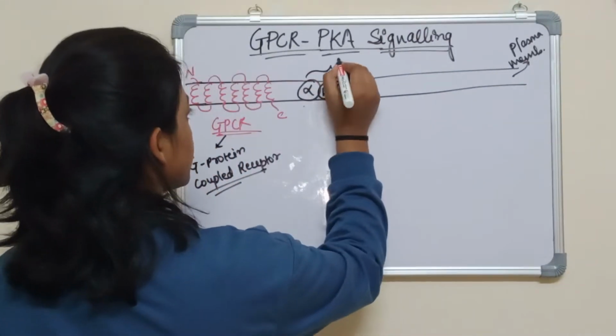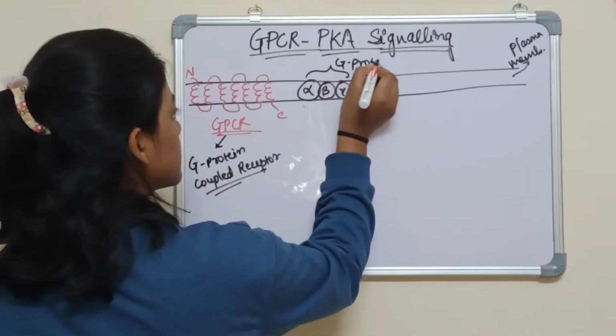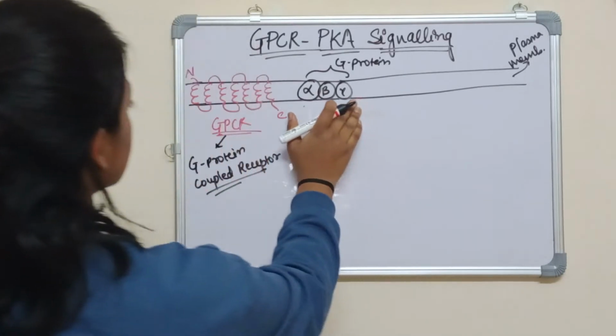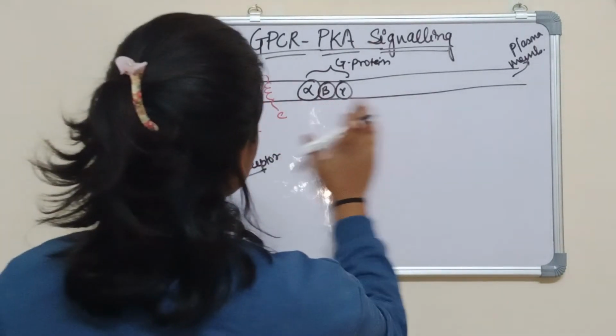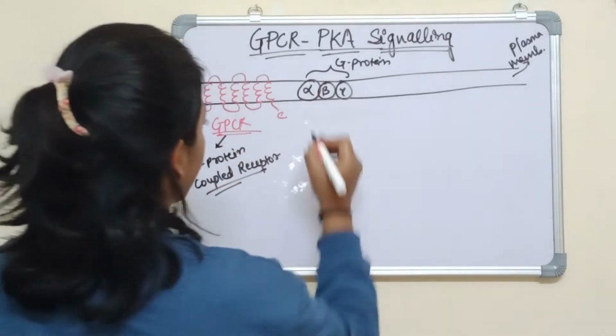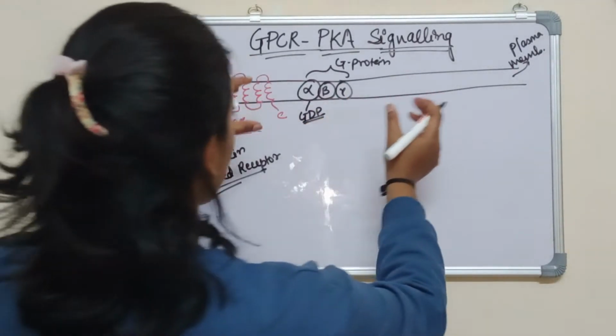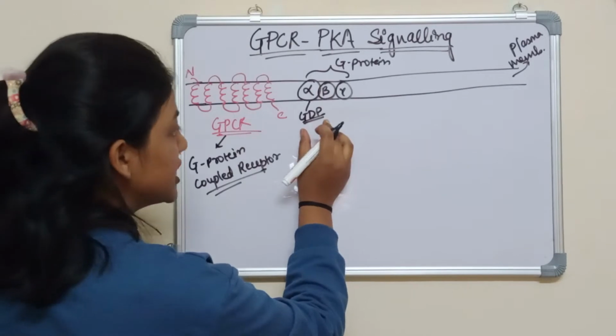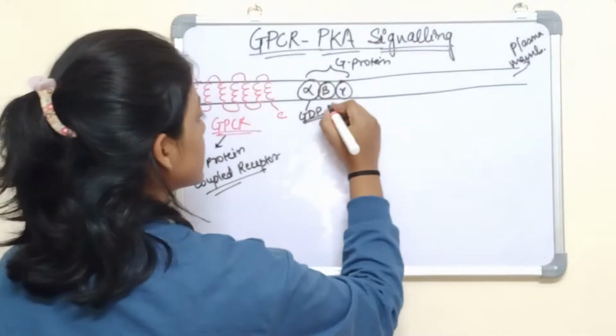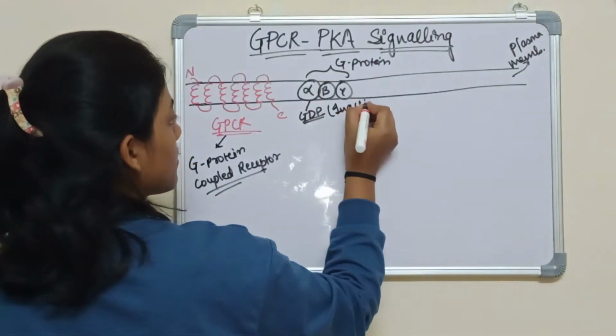So this is G protein. G protein has 3 subunits. This is trimeric: alpha, beta and gamma. The alpha is bound to GDP. When the G protein's alpha subunit is bound to GDP, it is in inactive form.